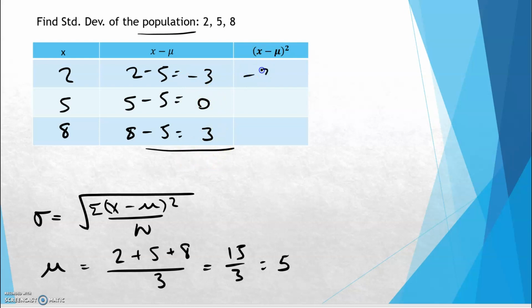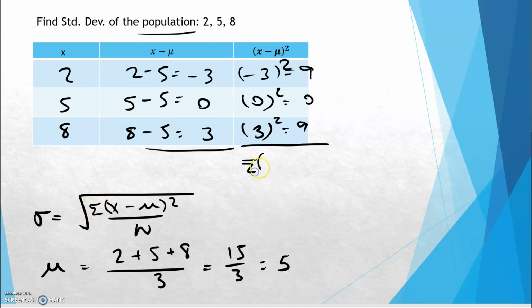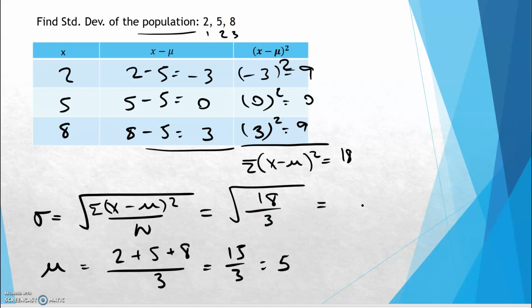And then the last thing for this table is I'm going to square each of these numbers. So 9, 0, and 9. Because of the square right here, that's why I squared each one of these. The last thing to do on the top is add them all up. So this would be the summation of x minus mu, squared, which is 9 plus 9, which is 18. So that's the top number, 18. The bottom number is how many data values I have. Well, I have 1, 2, 3 data values. So that's going to give me the square root of 6.